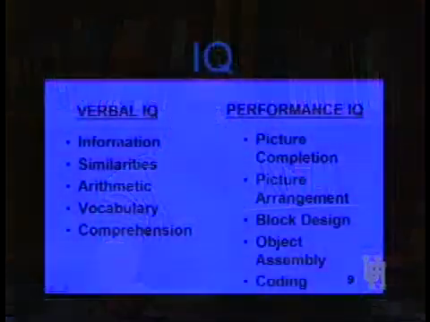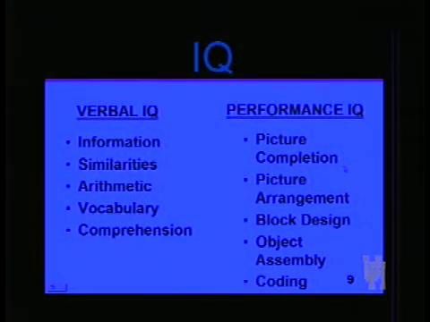How many nickels make a quarter? That kind of stuff. How many toes do you have? That kind of stuff. Okay? So that's the first question. The next one, let's go back to the PowerPoint briefly, is similarities. I'm just going to give them in this order so you get the idea. Ready?